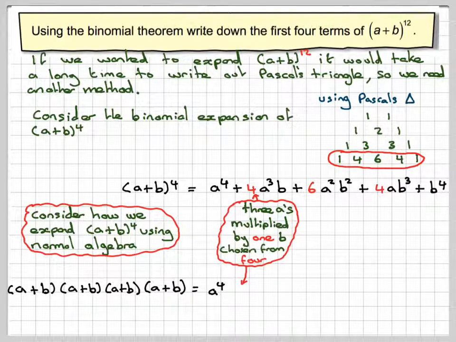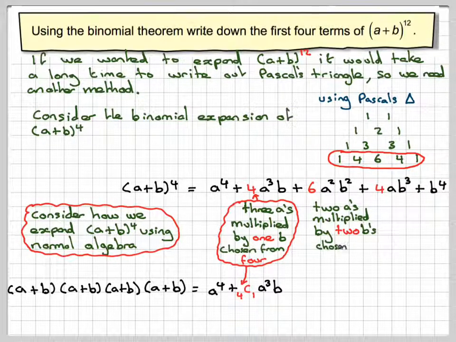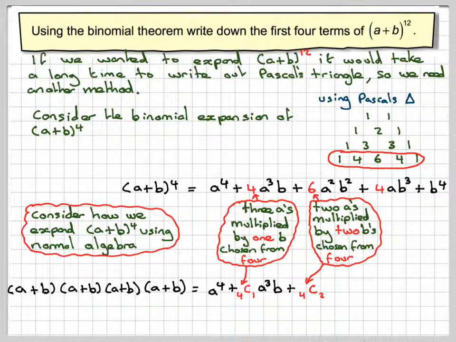That's what we're saying. So we're choosing one thing from 4, so that is going to be 4C1 a^3 b. For this term here, we're going to need 2 a's, and then we need to multiply that by 2 b's chosen from 4. So 2 a's multiplied by 2 b's chosen from the 4 brackets, and that is 4C2, a combination, and that will give me a^2 b^2.